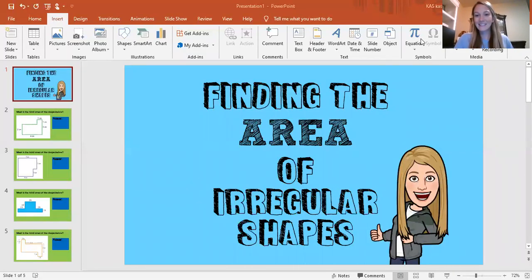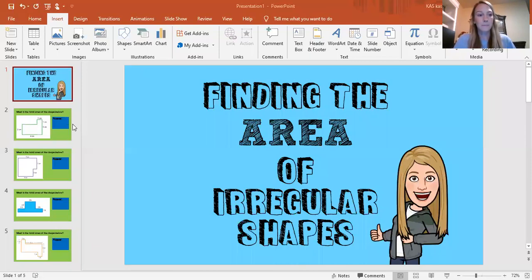Hi, kids. So today we're going to talk about finding the area of irregular shapes. You guys actually had a little mini lesson the other day over this, but it's kind of a hard concept. So I just wanted to make sure you guys understood it, and we are gonna do some problems, and then I'm gonna have a little assignment for you guys to do on your own.